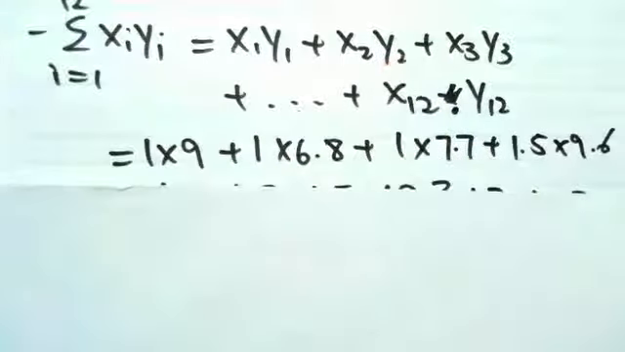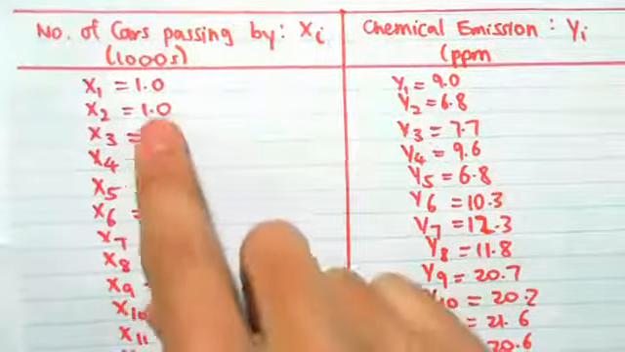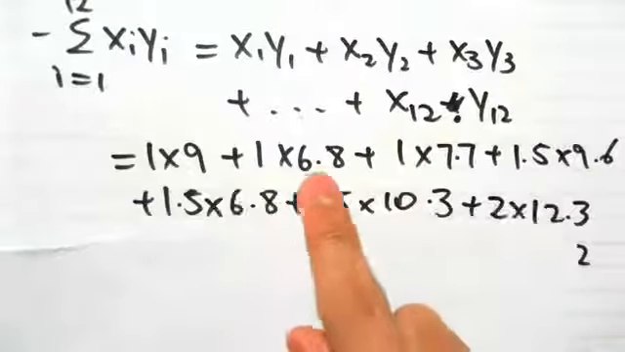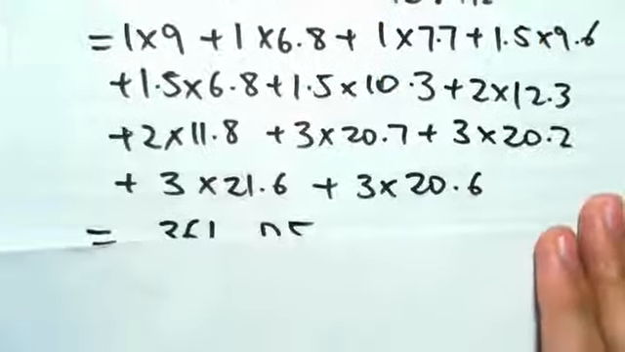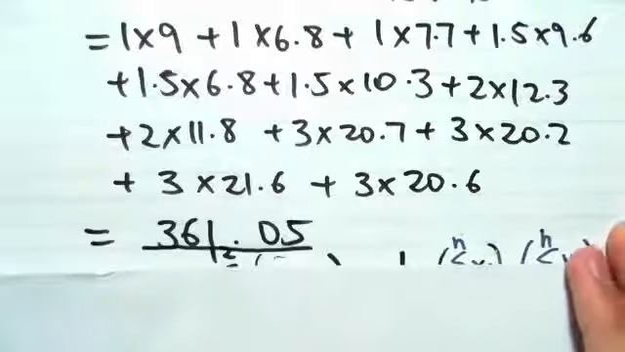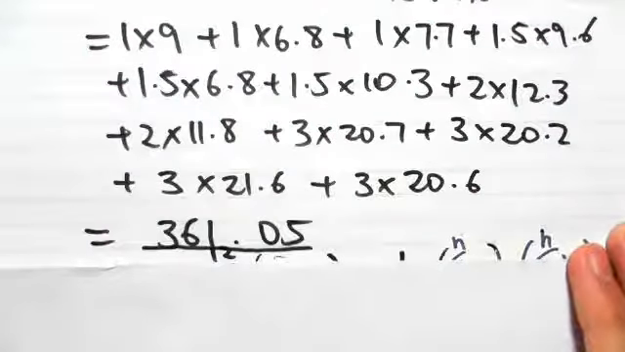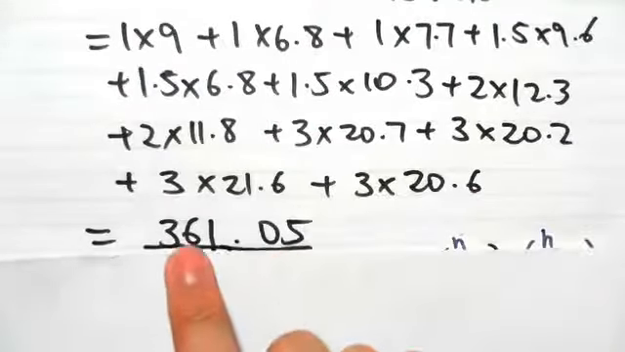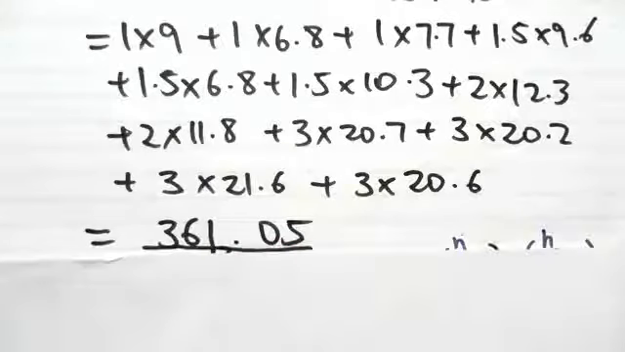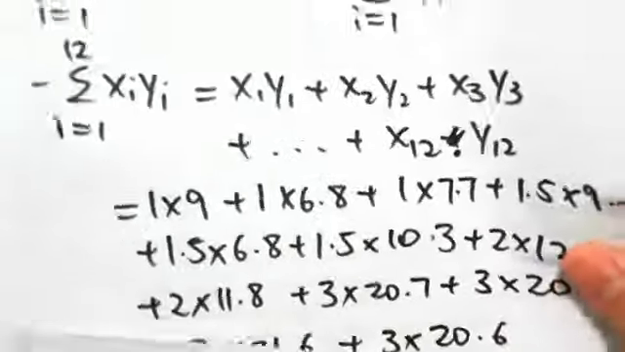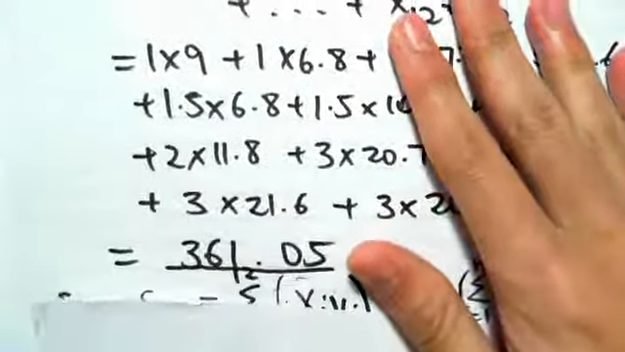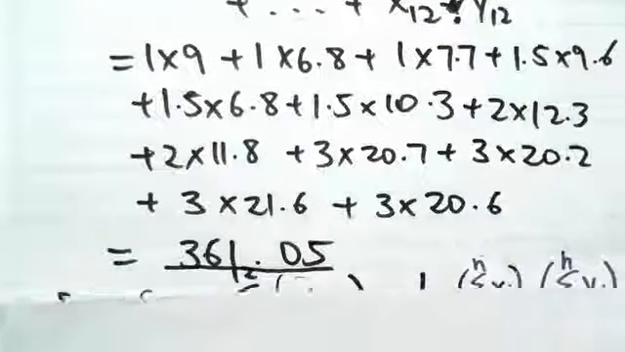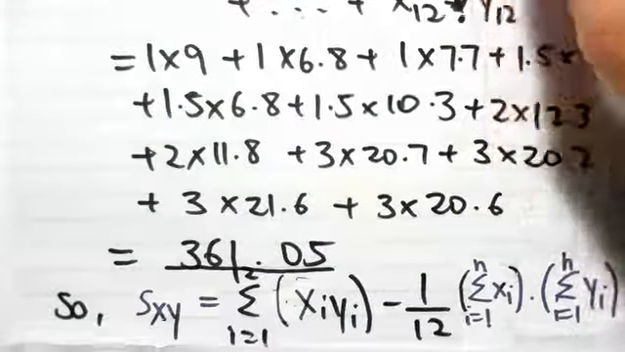So now we plug it in, 1 times 9. Then x2, y2 was 1 and 6.8, so that's what's done here, 1 times 6.8. You keep going until you reach x12, y12. This is what I've done here in this calculation, and this is what the summation xi yi is. It's basically 361.05. So that's what summation xi yi is. This allows us to calculate what sxy is.